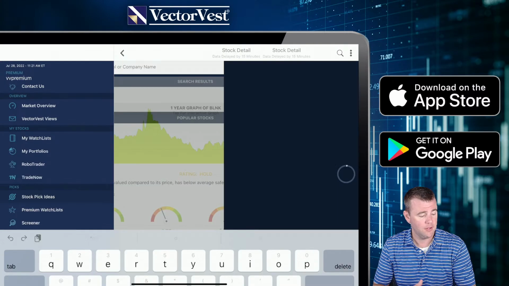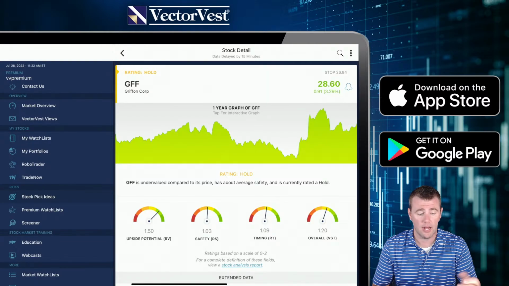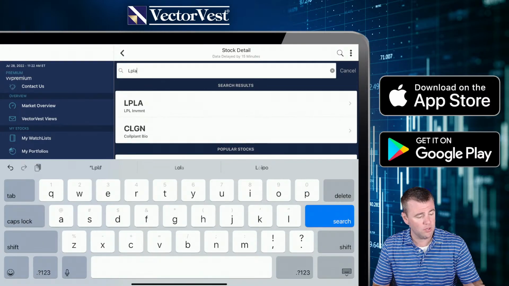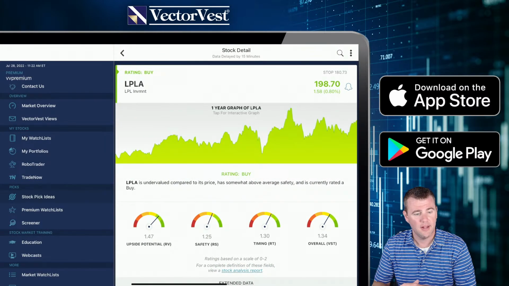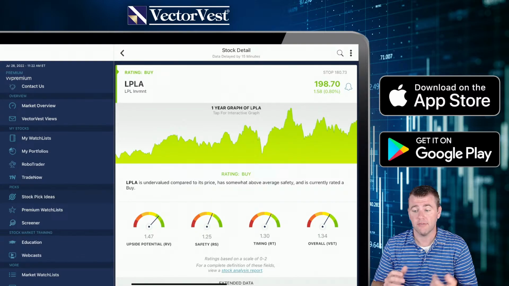GFF, good long-term potential, less risk associated with it. It's in a slight uptrend on the short-term basis, so overall, stock is favorable. SIGA, we talked about that. LPLA, that's one that we haven't seen recently, but it's been one we've kept an eye on. This one has good long-term potential, less risk associated with it, nice steady short-term uptrend, so overall, stock is favorable.